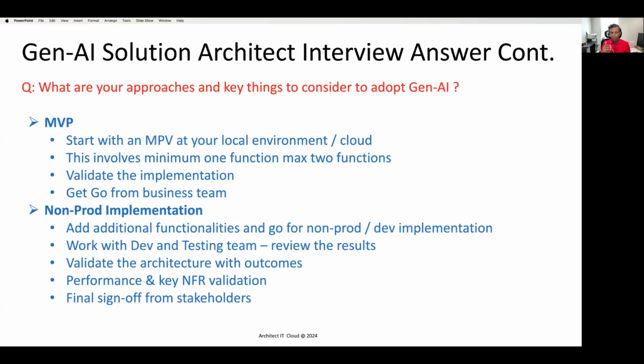Normally, when it comes to non-production implementation, you must think smart in the MVP itself. Like when you do the MVP, create the functionalities, assets, or tools that can be reused in the non-production implementation.